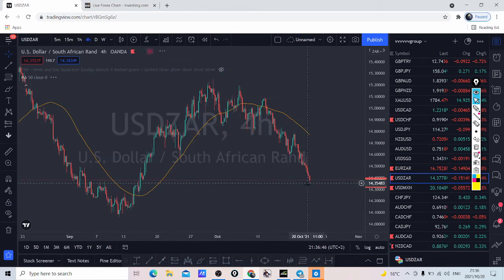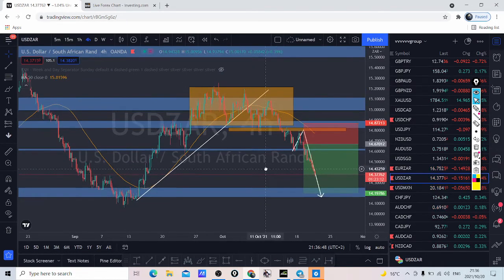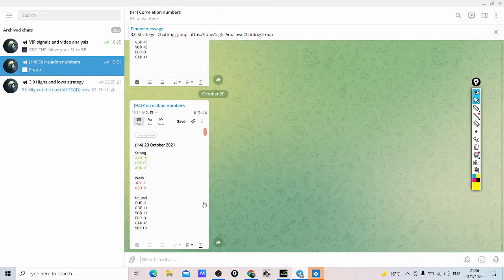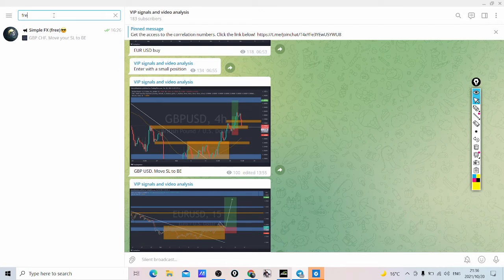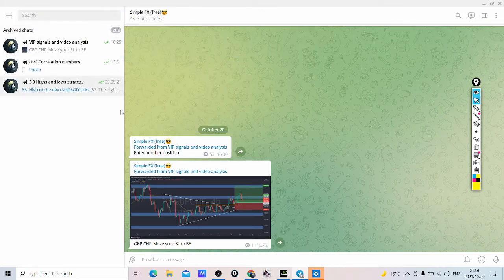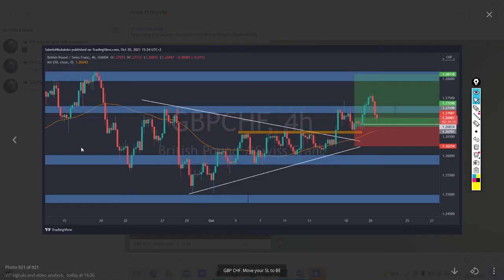Okay, let's talk about the US dollar ZAR. This is a perfect trade, guys. The signal was okay. Let me just show you in the free Telegram group that all of these trades were given out for free. That's why I'm telling you to join the Telegram channel.